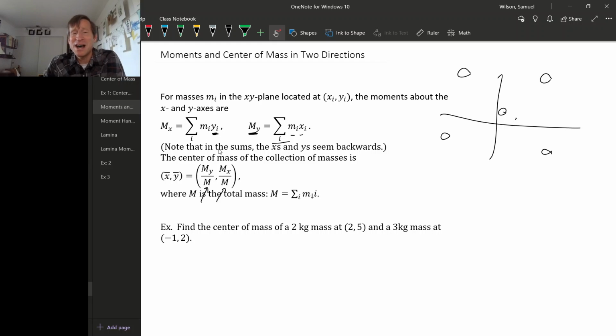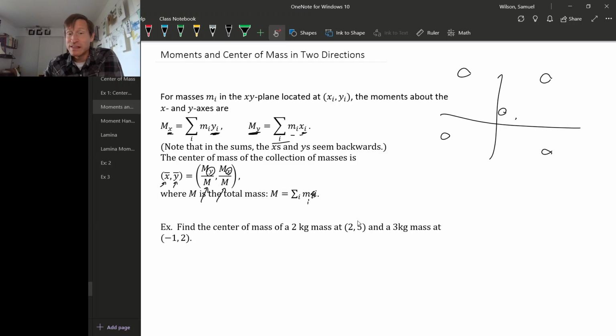Do be careful about how the x's and y's all turn out here. So the moment about the x-axis has the y-coordinates in it. The moment about the y-axis has the x-coordinates in it. So that seems backwards, but that's how it is. And then for your centers of mass, the x-coordinate of the center of mass has the moment about the y-axis, and the y-coordinate of the center of mass has the moment about the x-axis. So that also seems backwards, but again, that's the way it works out.